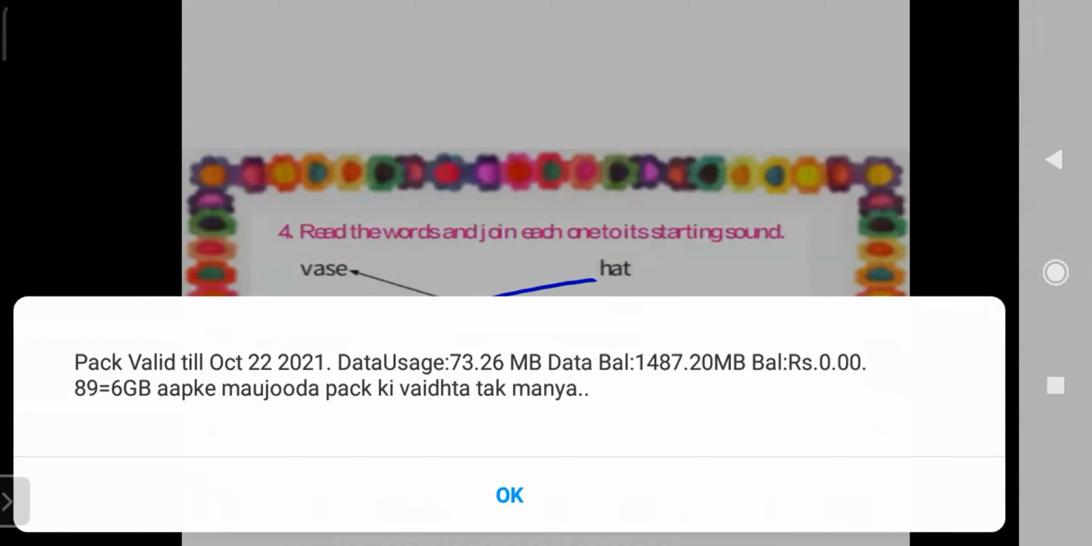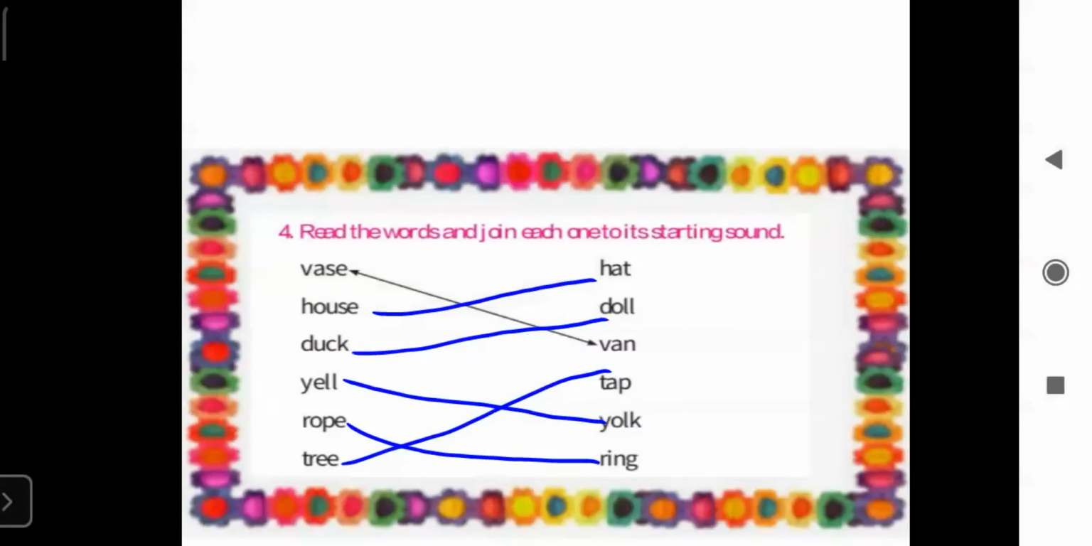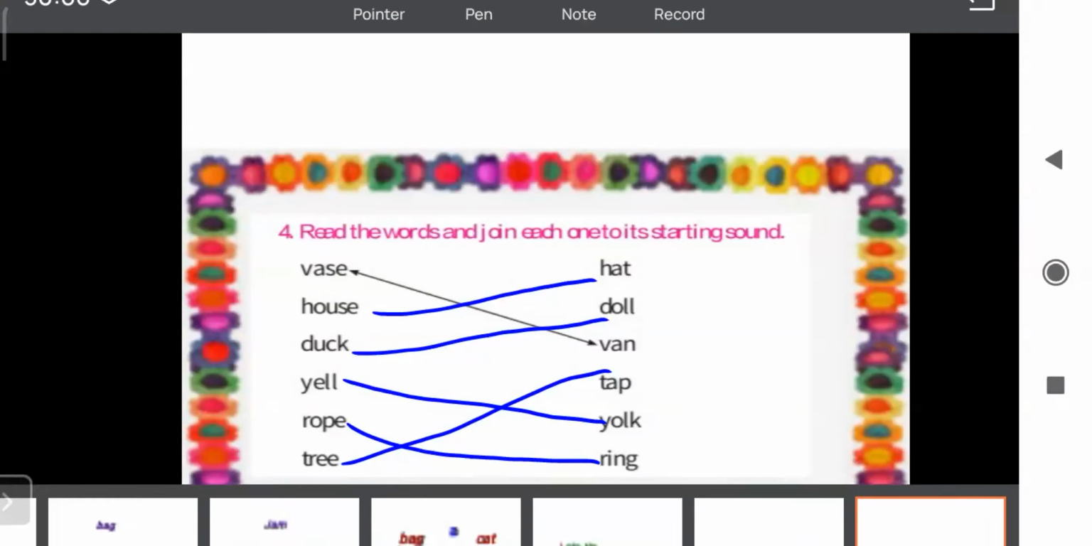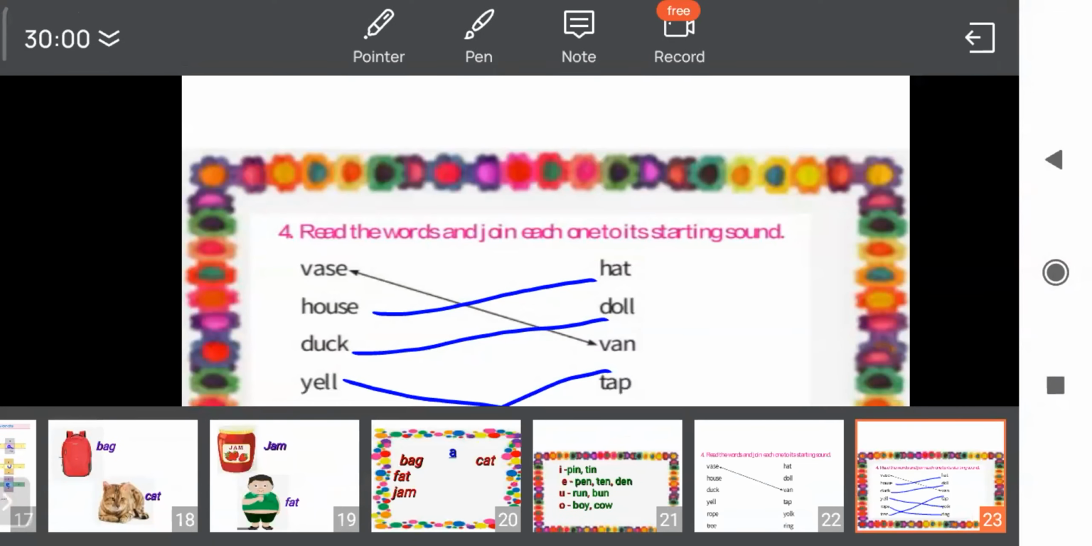V-A-S-E, vase. Students, all those who are having textbook, open page number 9. You can see the match the following and the different words that are given over there. You can keep your fingers on the words as I read them, okay? V-A-S-E, vase. V-A-N, van.